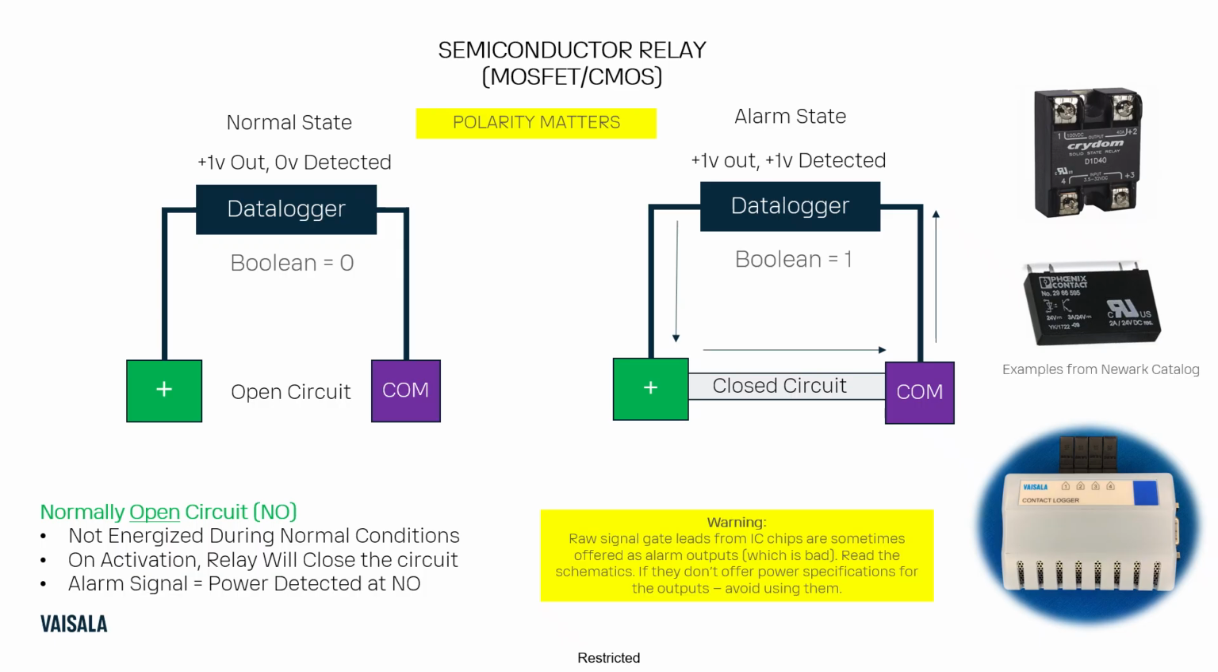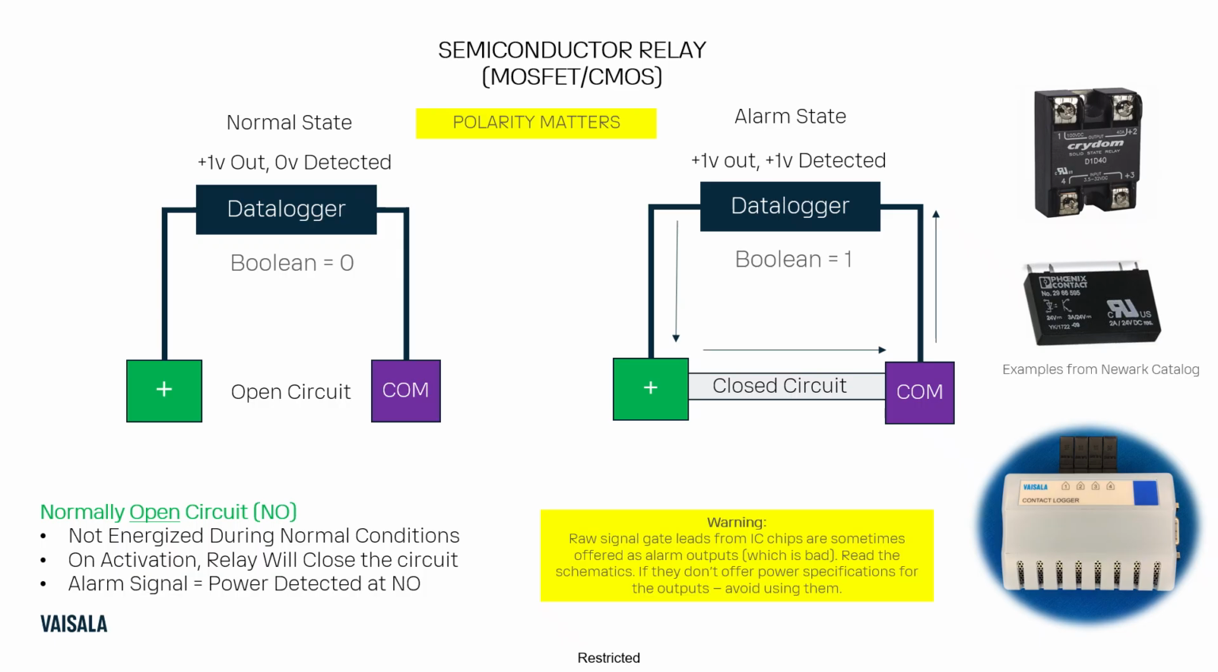If they don't offer power specifications for the outputs, in other words, they're not telling you how many volts can go across the relay, or God forbid it says it has 24 volts coming out of it, you want to avoid using them, especially if it says anything about its powered outputs.